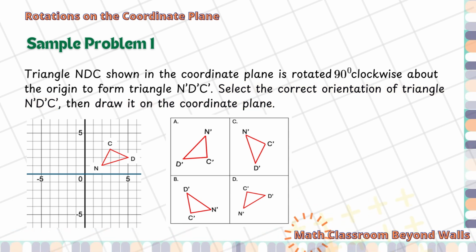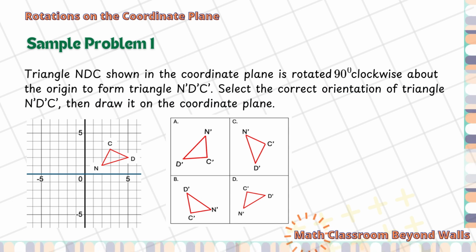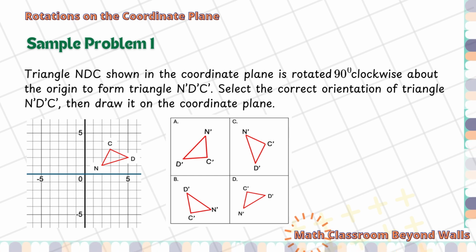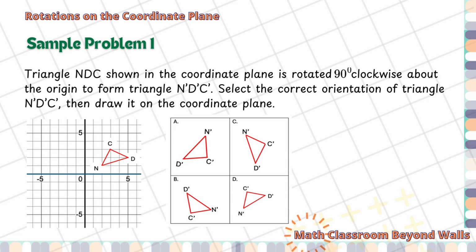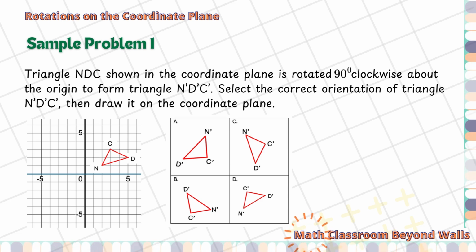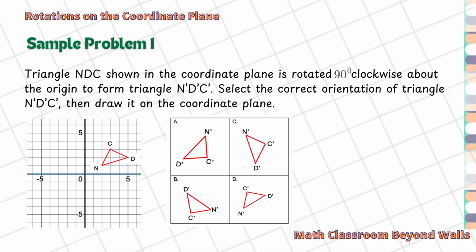What strategy would you use to answer this problem, learners? Take note that we are just going to determine the orientation of the image. So the best thing to do is to rotate the quadrant where the image is 90 degrees clockwise like this.